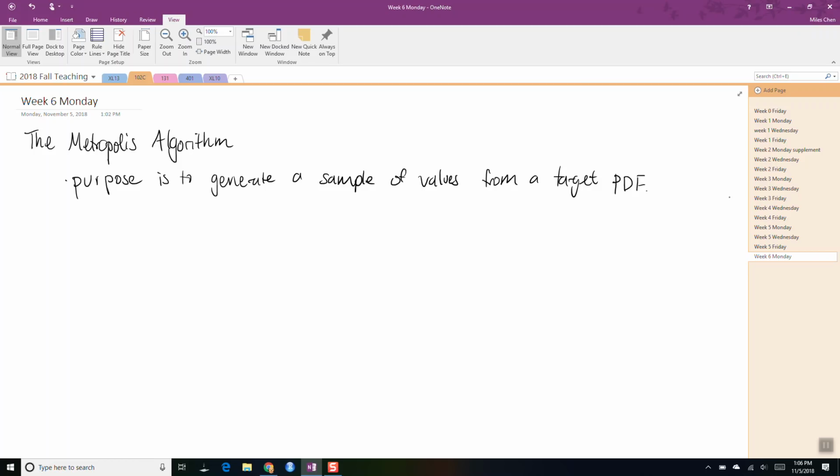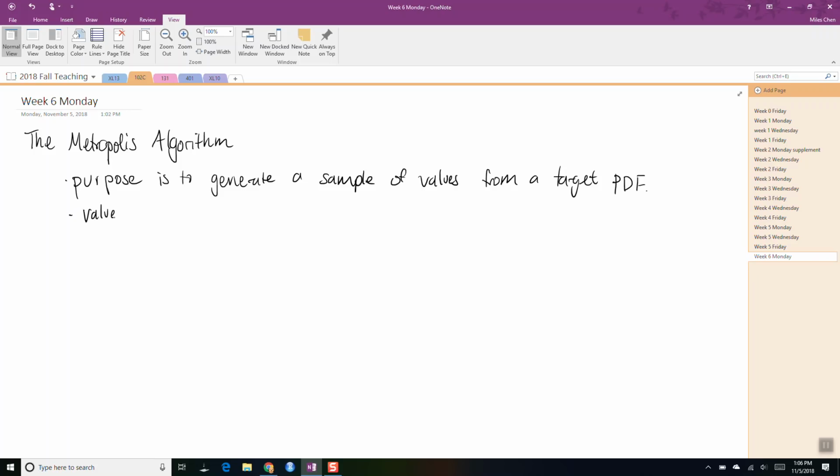They're not independent, okay? So the values generated by the Metropolis algorithm are not independent, whereas values generated by inverse CDF or rejection sampling, or convolutions or transformations, those are generally going to be independent, okay?